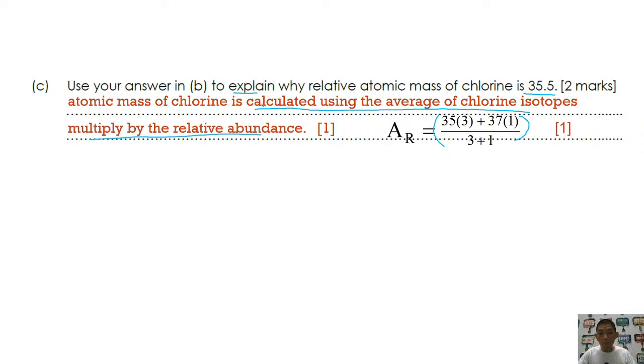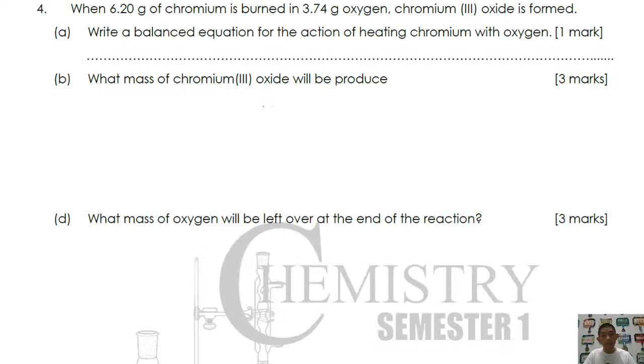With that relaxation, let's move to question number 4, shall we? Question number 4 sounds like this. When 6.20 gram of chromium is burned with 3.74 gram of oxygen, chromium trioxide is formed. A. Write a balanced equation for the reaction of heating chromium with oxygen. Whenever you have this type of calculation question, you must always be very sensitive with the significant figures used in the question. In here, the significant figure is obviously 3 significant figures.